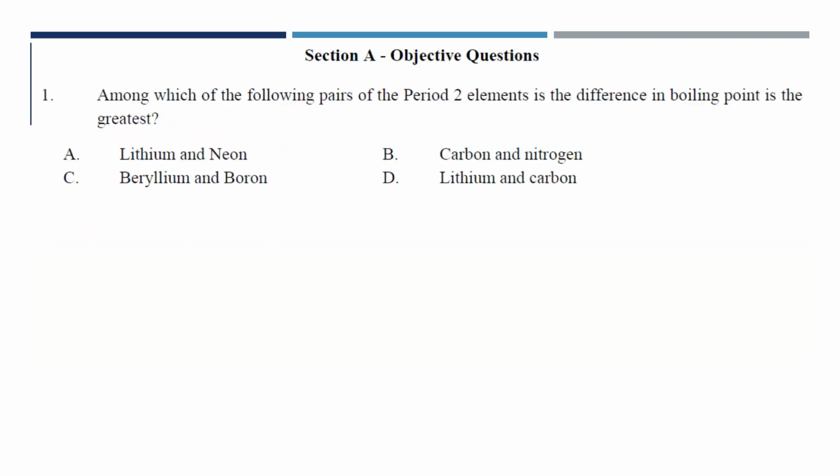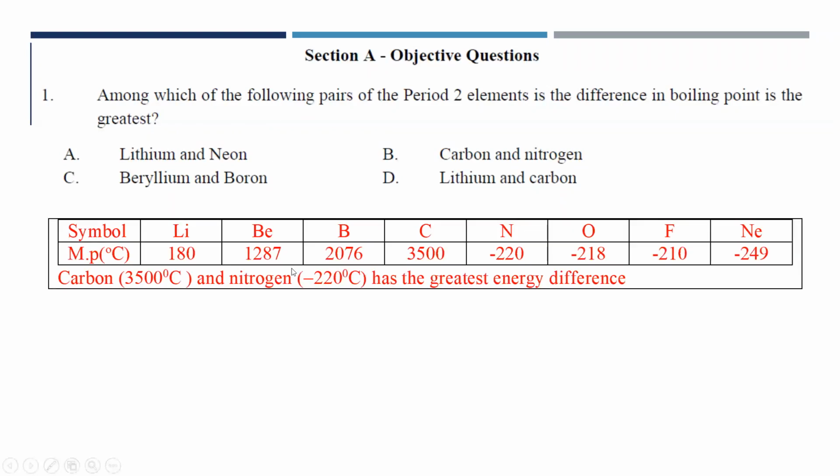Okay, so Section A, objective question number 1 sounds like this. Among which of the following pairs of period 2 elements is the difference of the boiling point the greatest? So you need to understand what the melting point and boiling point are. In order for you to understand, I apply to you the tables. It seems that the one with the largest difference will obviously be from carbon to nitrogen. So they have the greatest difference of energy. Therefore, the answer for question number 1 is B.